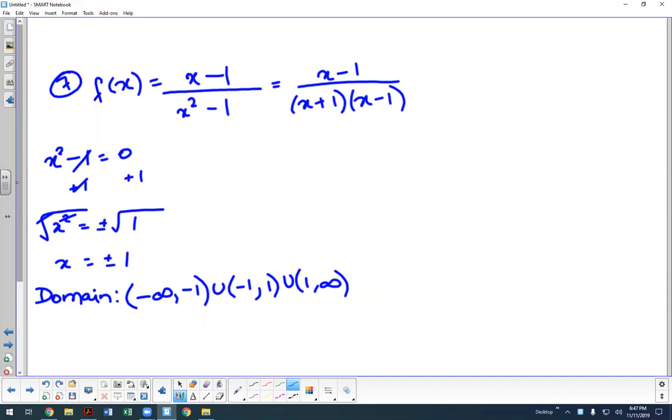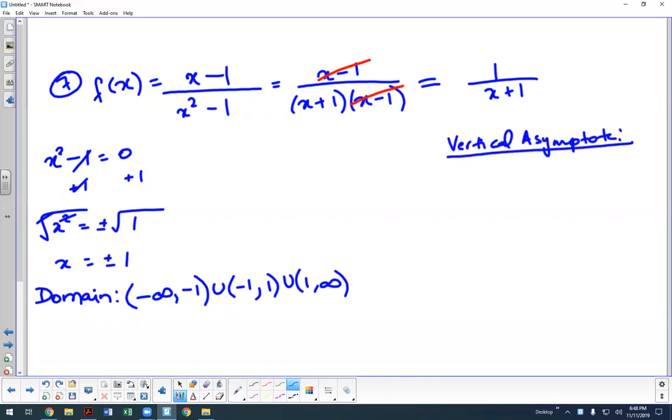And what that means is that my x minus 1 will cancel out, leaving us behind with 1 over x plus 1. So what happens in this case is we're actually not going to have two vertical asymptotes. As far as our domain goes, yes, we are undefined at two values. I cannot use positive or negative 1 for my domain. But you will actually notice when we graph this function, it only has one vertical asymptote. And that's because the equation was not given to us in lowest form.